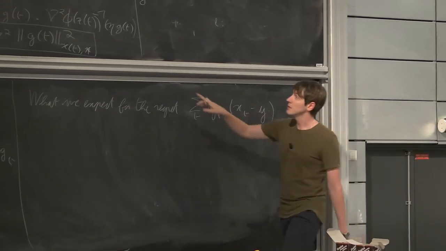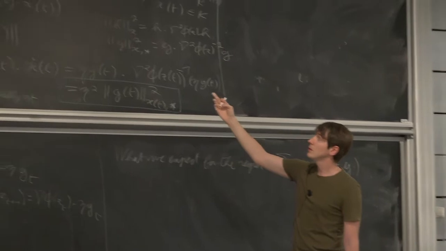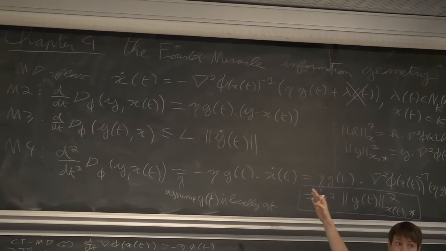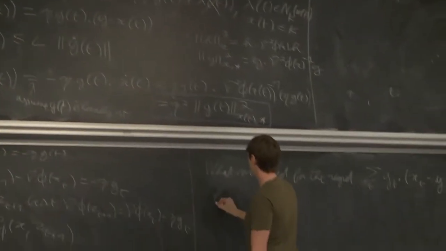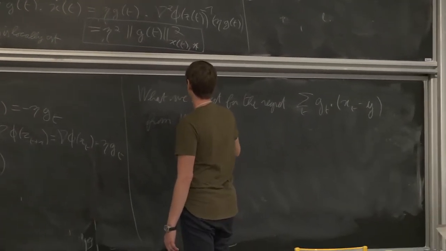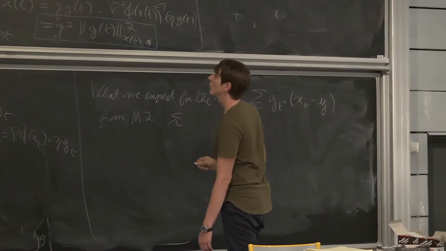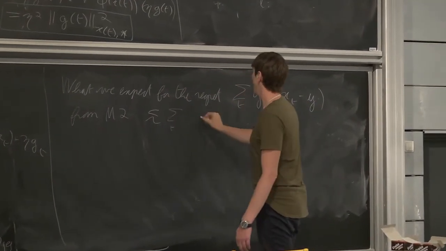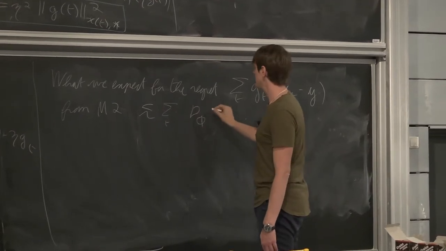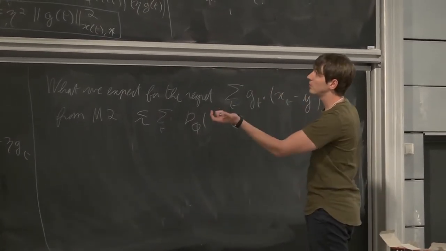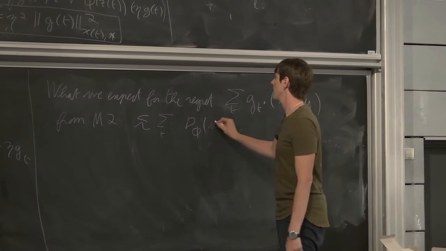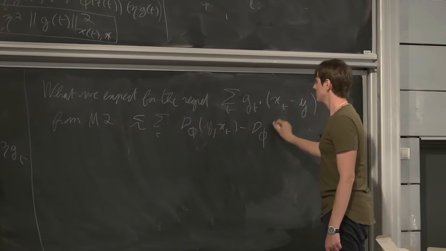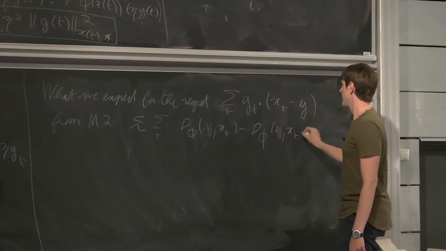So what do we expect? From miracle 2, we expect that this should be related to the drop in Bregman divergence. So from M2, this should be smaller than something like the sum over t of the Bregman divergence between y and xt minus the Bregman divergence between y and xt plus 1. You have to put it on the other side.